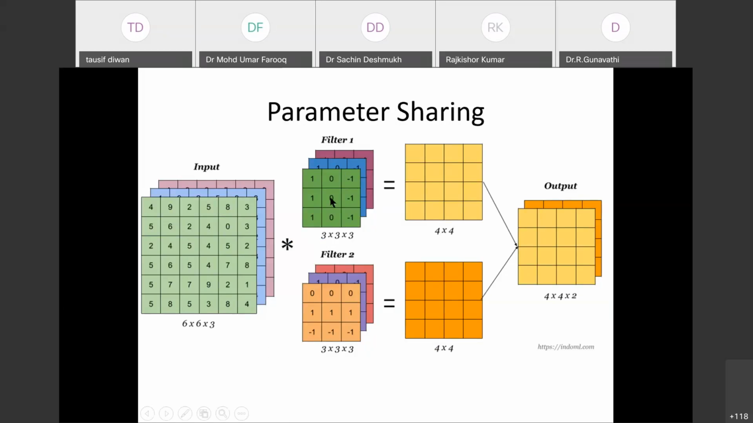Now, this first weight matrix is multiplied with this first channel. This second weight matrix is multiplied with the second channel. The third weight matrix is multiplied with the third channel, and all 27 entries will be summed up, and finally one bias is added. Then you compute this. Is it clear?